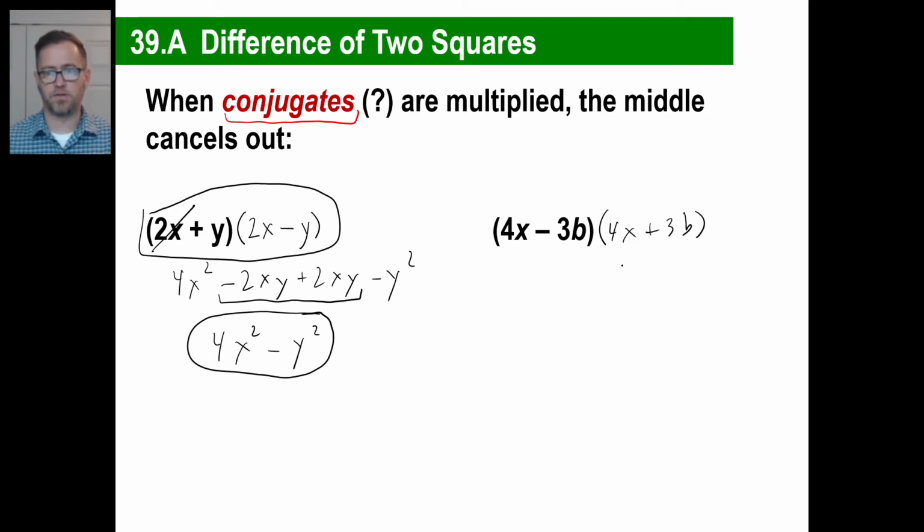Now, look at this one. Let's do this one. In fact, pause it. You go ahead and do it yourself and come back. Unpause it when you're finished. Come on, let's go. Pause it. All right.